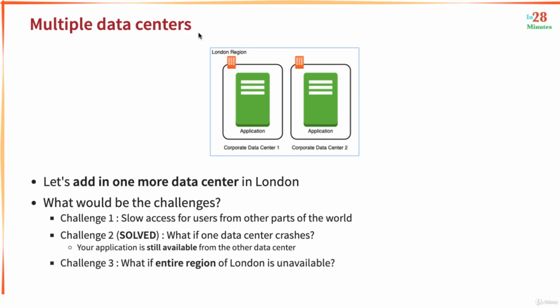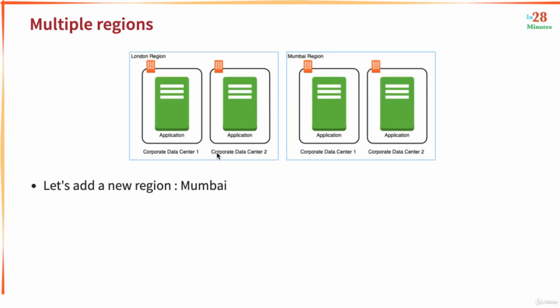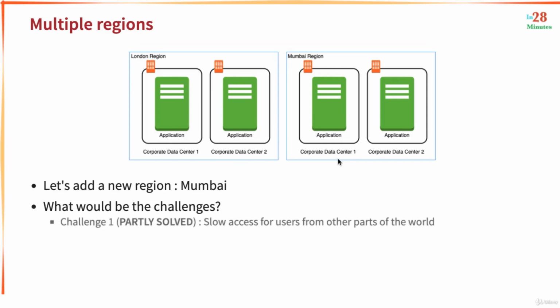However, what if the entire region of London is unavailable? So if this entire region of London is unavailable, what happens? Your application goes down. Now, we think a lot and come up with a better solution. What do we do? We add a new region. We add a new region, Mumbai. So we have a London region, we have a Mumbai region, and each of these regions has two different data centers. Now think about our challenges.